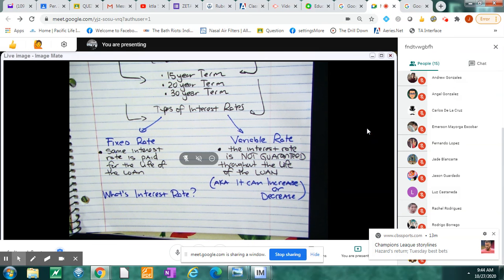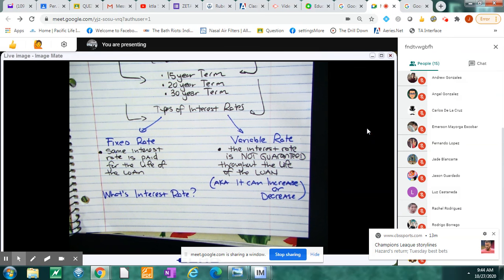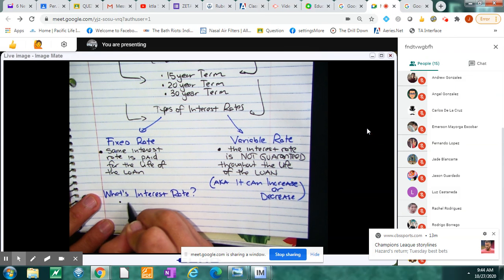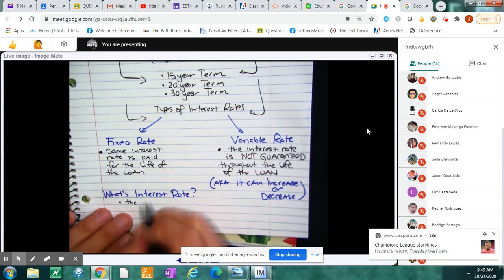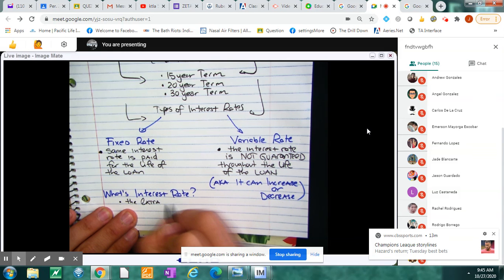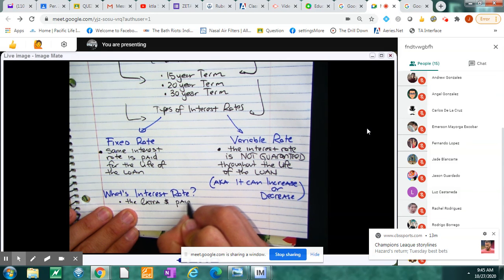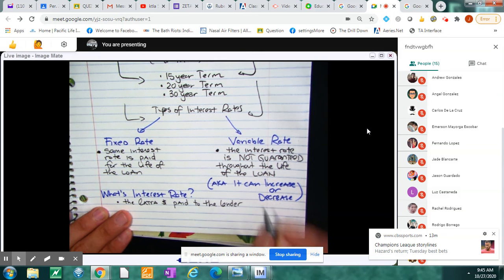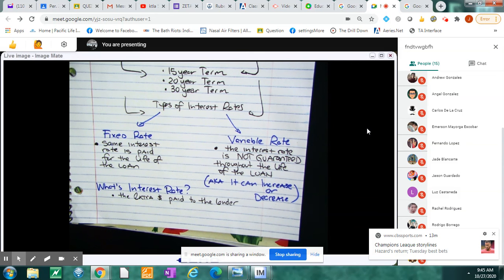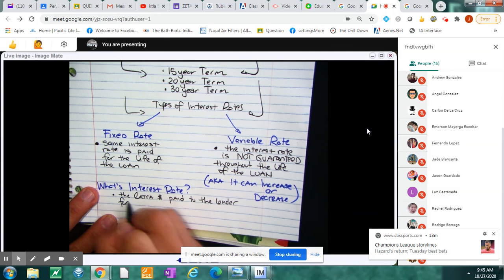So an interest rate, in simple terms, is basically the extra money. Because you're paying back the loan, what you bought, but it's just that extra money you pay them. The extra money paid to the lender. For what? Why do you think the extra money is paid to the lender? For lending you the money.